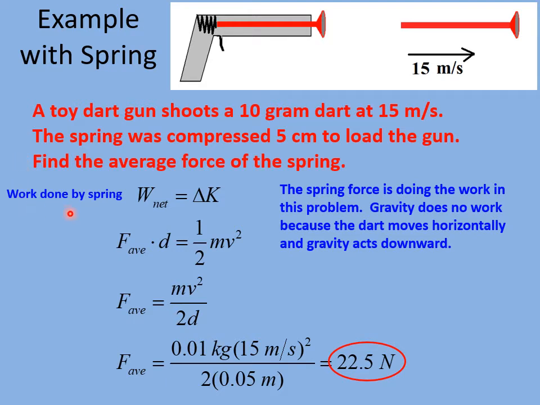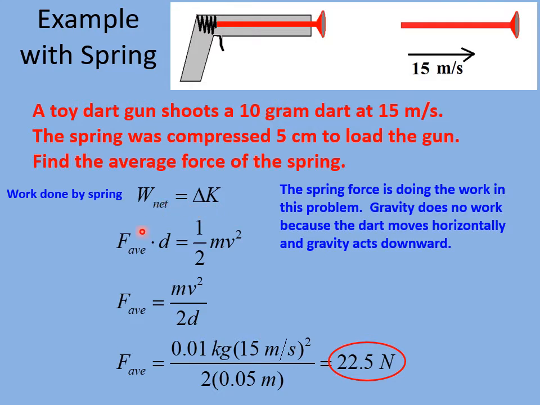So again, we can use the Work-Kinetic-Energy Theorem here. The work done by the spring is the net work here. The only force that's acting on this dart is the spring pushing on it. Gravity is acting downward and is not doing any work to shoot the dart out horizontally. Okay, we're assuming in this picture that the gun is shot horizontally. So since gravity is in a vertical direction, it doesn't do any work.